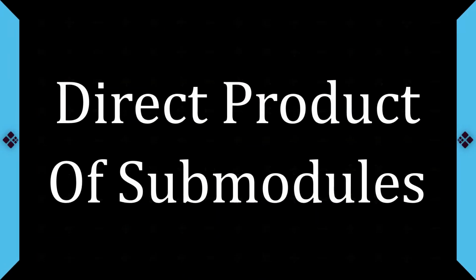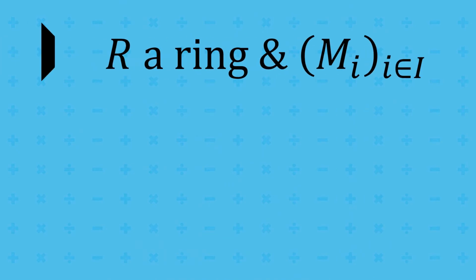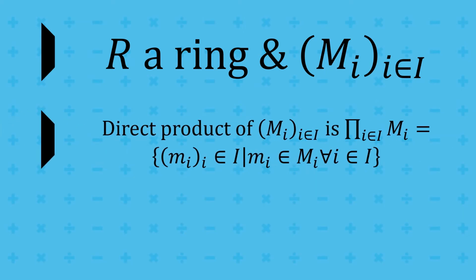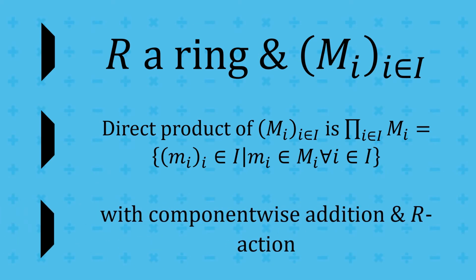Now we're going to define the direct product of modules. Let R be a ring and let M_i for i in I be R-modules where I is an index set. The direct product of the family M_i is the R-module given by the Cartesian product of the M_i with component-wise addition and R action.